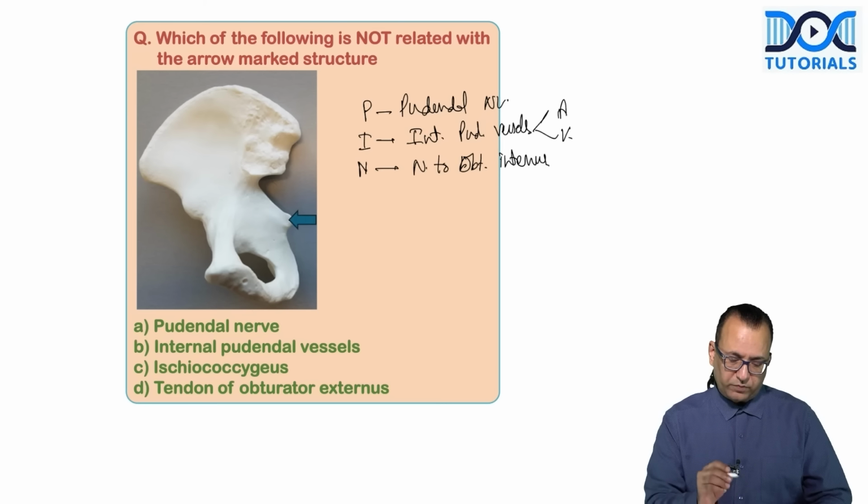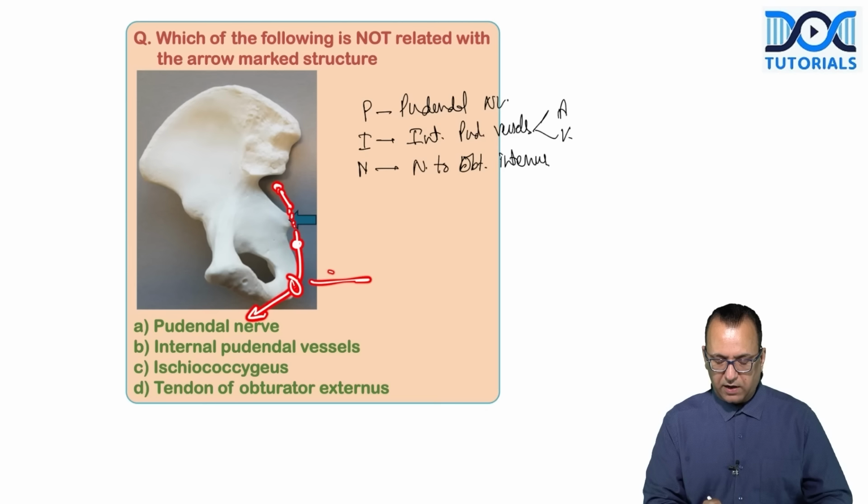Now if you say that these PIN structures were in the greater sciatic notch, then they come and hook behind the ischial spine, come to lesser sciatic notch, where they go further. They go into this pudendal canal in the lateral wall of ischial fossa, and then they supply the perineum region. They are the nerves and vessels for the perineum.